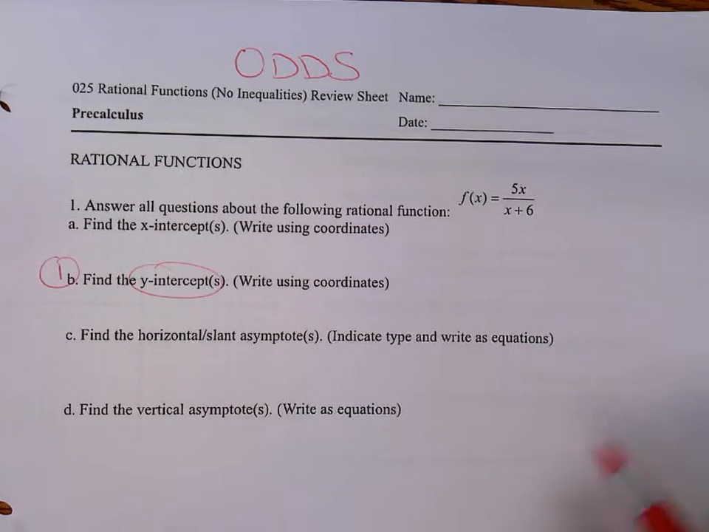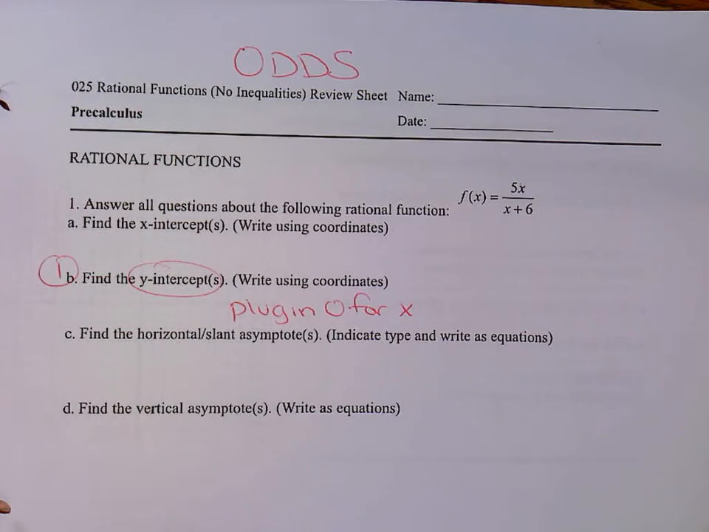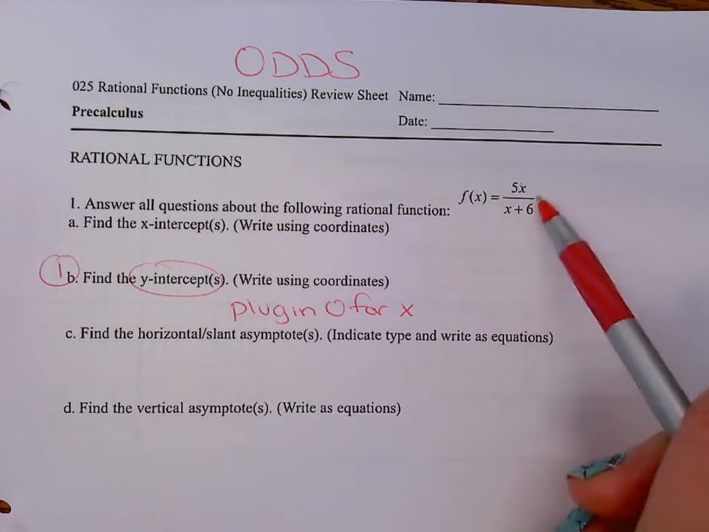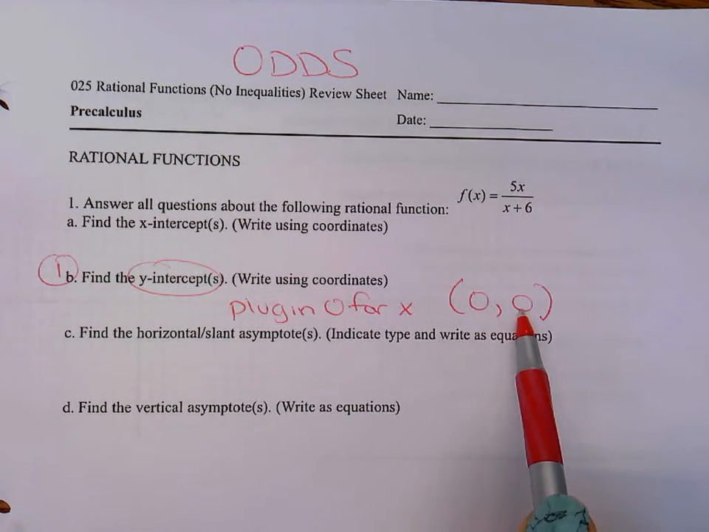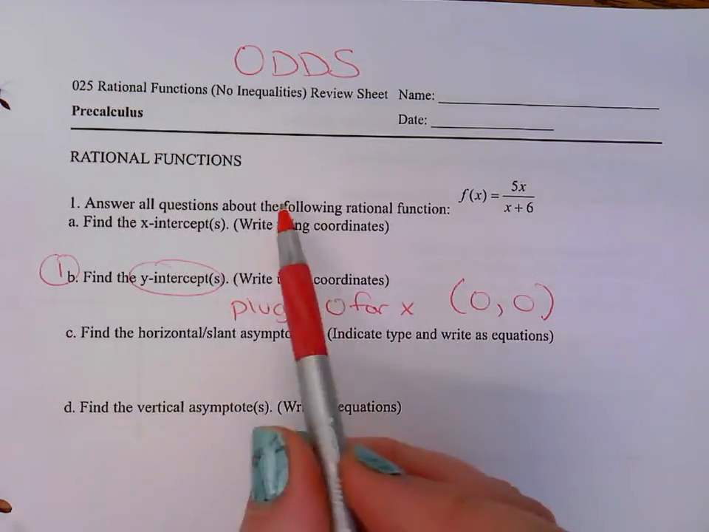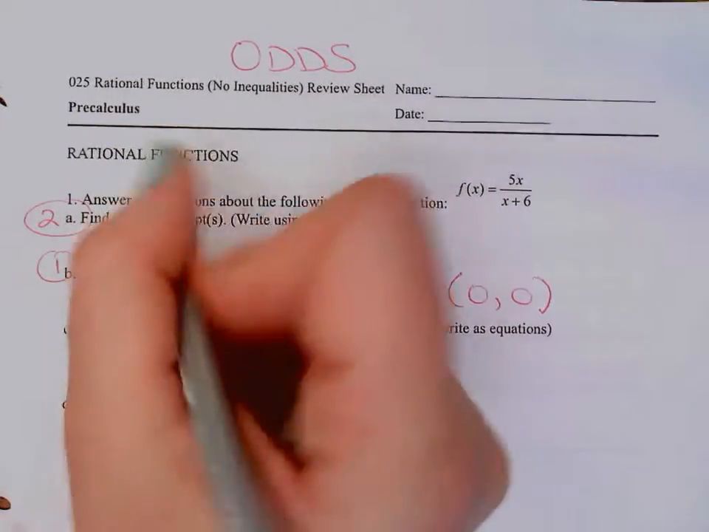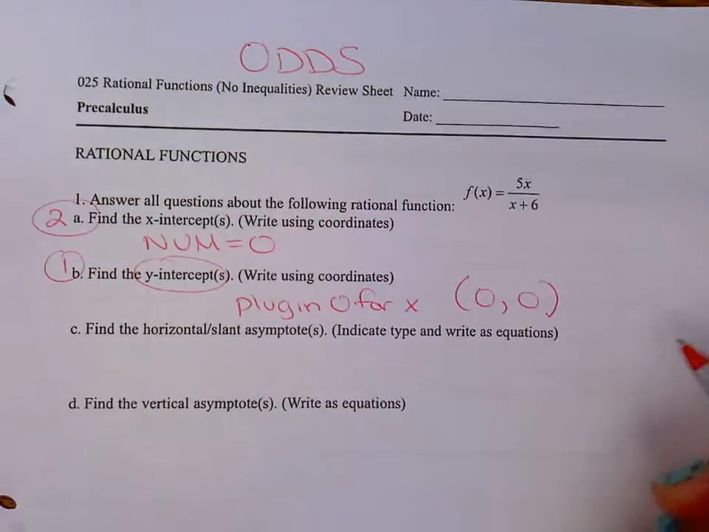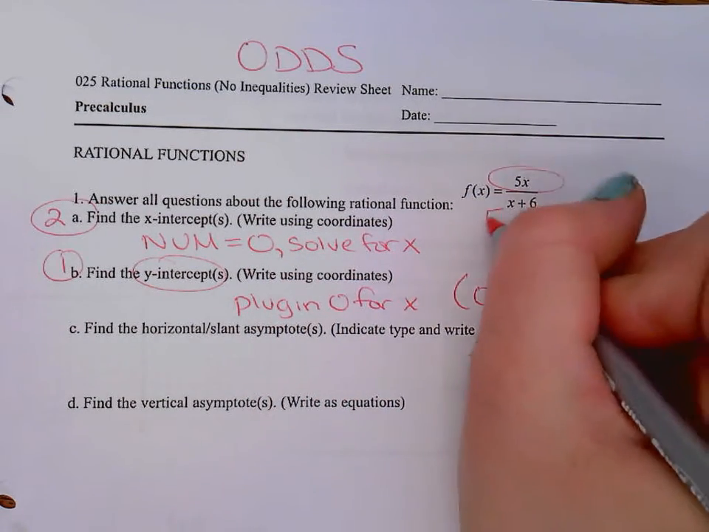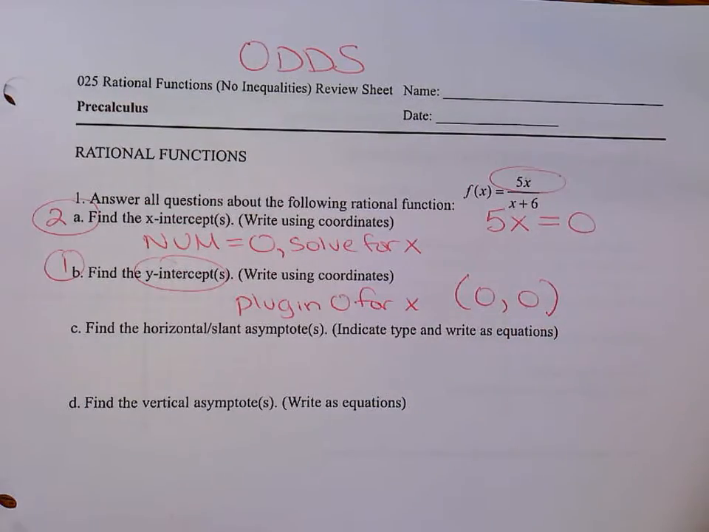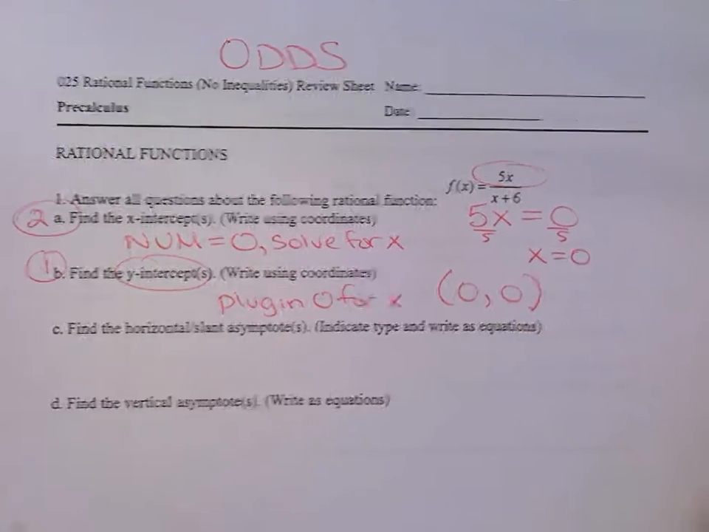To find the y-intercept, you're going to plug in 0 for x. If I plug in 0, I get 0 divided by 6, which is 0. So I plugged in 0 for x and I got 0 as my output for y. Step 2 is to look at your x-intercepts. The shortcut that we learned is you set your numerator equal to 0 and then solve for x. In this case, my numerator is 5x, and when I set that equal to 0, to solve for x, I divide by 5 on both sides, and look at that, I get 0.